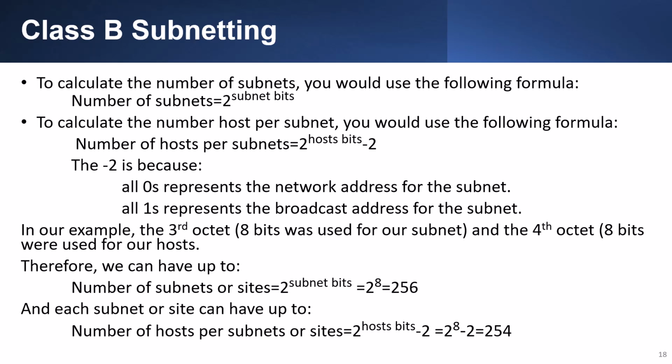Therefore, the number of subnets or sites is 2 to the subnet bits, which is equal to 2 to the 8th, which is equal to 256. In each subnet and site, the number of hosts per subnet is 2 to the host bits minus 2, which is 2 to the 8th minus 2, which is 254 hosts.